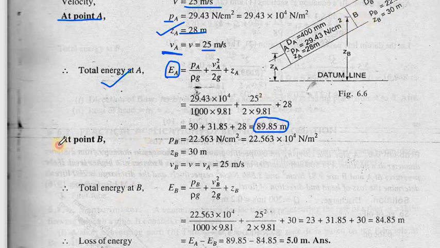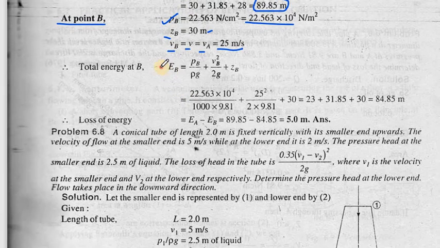The given data at point B is: the pressure at B has been given, which is 22.563 Newton per centimeter square. As I've told you above, in order to convert Newton per centimeter square to Newton per meter square, we need to multiply it with 10 to the power 4. So 22.563 into 10 to the power 4 Newton per meter square. We have got the datum value, that is the ZB value, which is 30 meter. VB is equal to V, which is equal to VA, which is 25 meter per second, because the velocity in the pipe is constant throughout. So from here you can calculate the energy at point B.